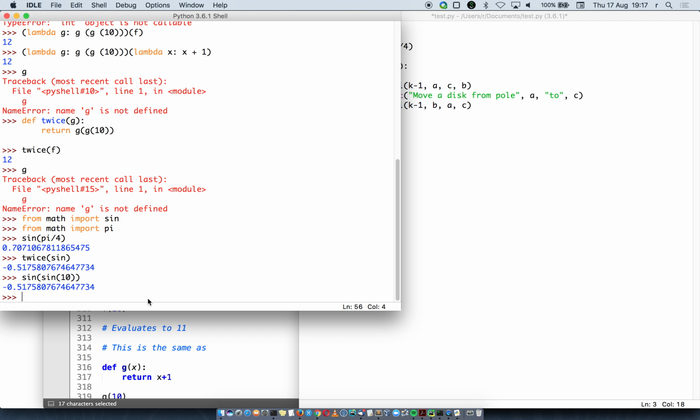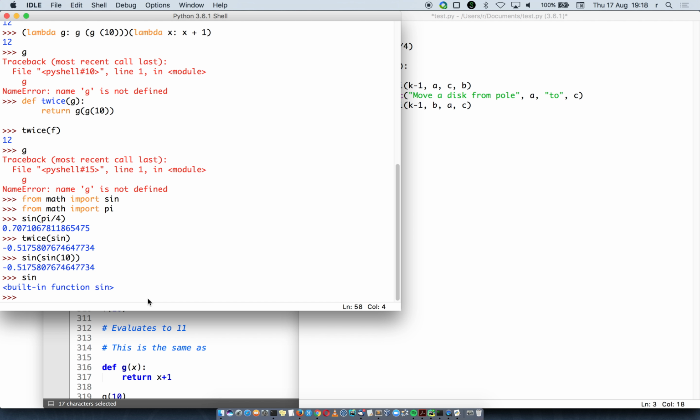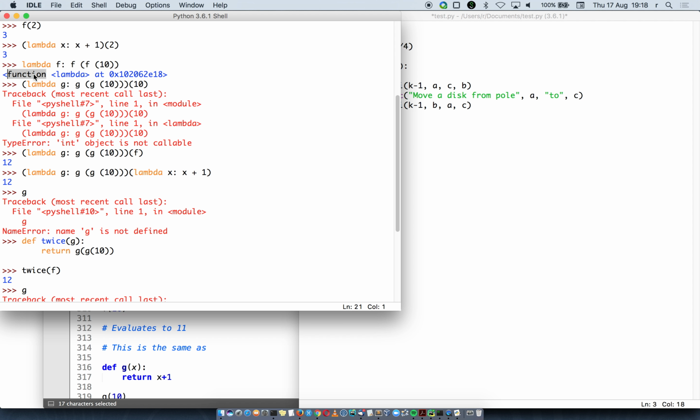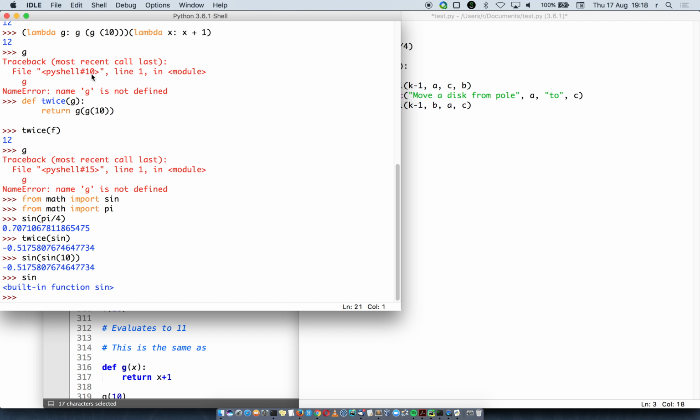So sine is just another lambda, essentially. It's just another function. It's not just another object function. If I evaluate sine as a standalone symbol, we get built-in function sine. This is very similar to what we've seen here, function lambda at, right? So it kind of tells us that these two objects are of the same type, the same kind of category of symbols. Okay?